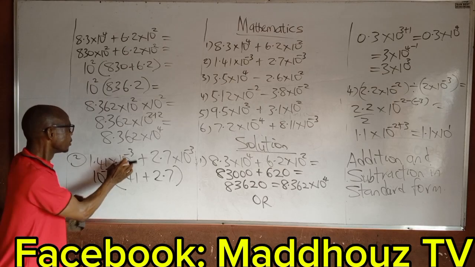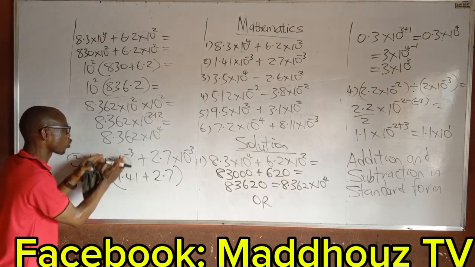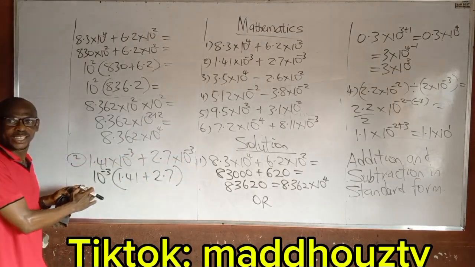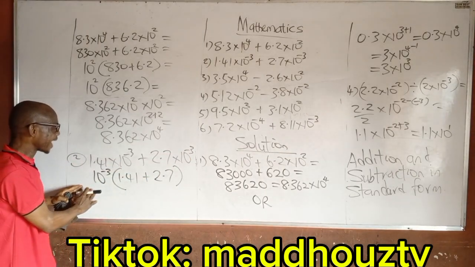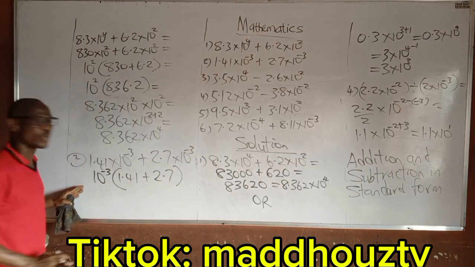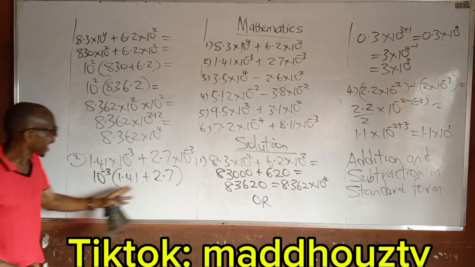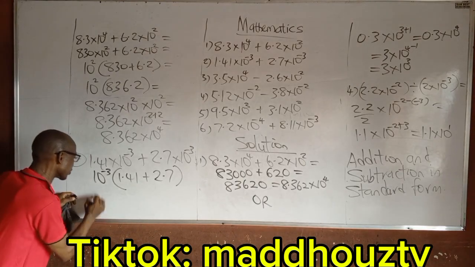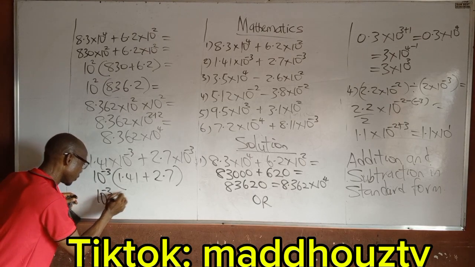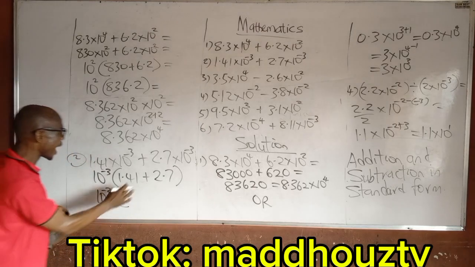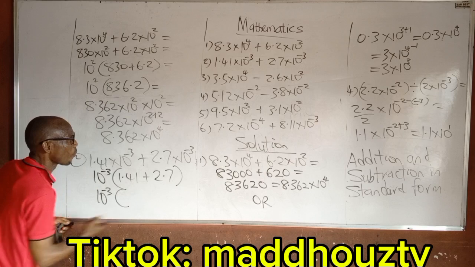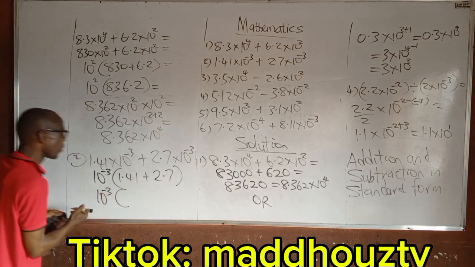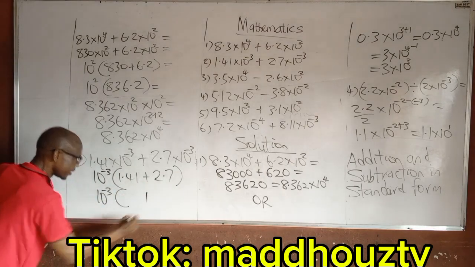We are saying that 10 raised to power minus 3 is common to both of them. So we bring it out and we add up their values inside. So let's add up the values inside. We are going to have 10 raised to power minus 3, open bracket. If we are adding these values, what do we have? 1 plus 0, we have 1. Look at it.